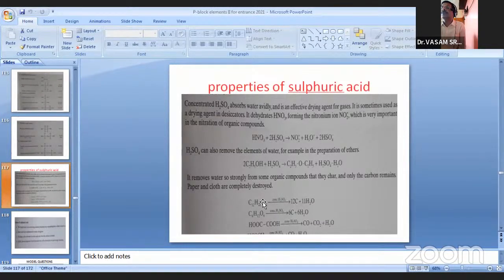For example, take sucrose. The sugar formula is C12H22O11. So the sugar is passed through concentrated sulfuric acid. The sulfuric acid's role is removal of water. So 11 water molecules are removed from this sugar. Therefore, the remaining 12 carbon residue is formed, but the 11 water molecules are evaporated. So the role of H2SO4 here is dehydration, removal of water.